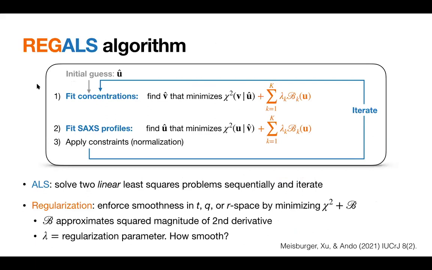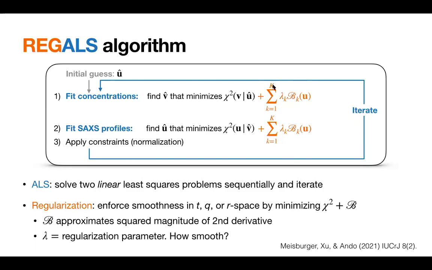Here's what that algorithm actually looks like. In ALS, we're going to solve two linear least squares problems sequentially and then iterate. And regularization is brought in at each step. So first, we need an initial guess for one of the sets of parameters. Then we fit the concentration basis vectors by solving this linear least squares problem. And then we fit the SAXS profiles by solving a different least squares problem. And then it's necessary to apply some restraint, so to actually denormalize one basis vector or the other, and then we just iterate.